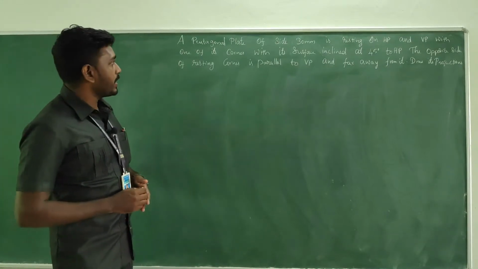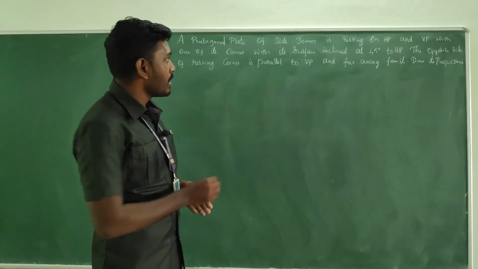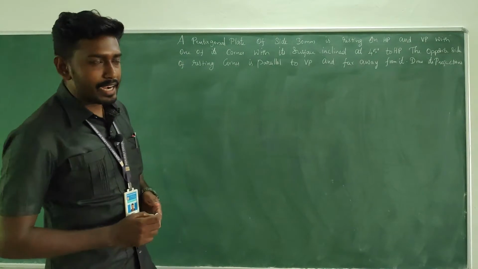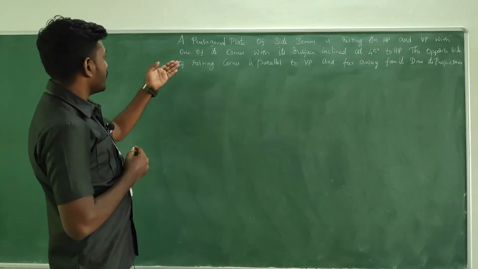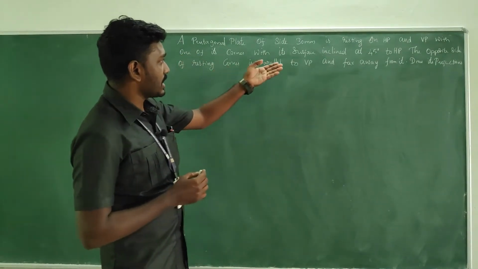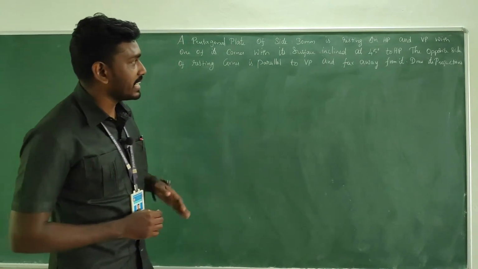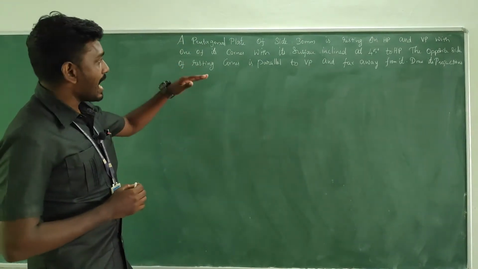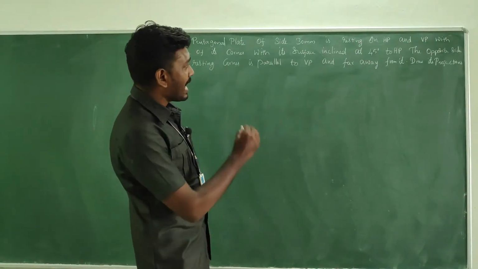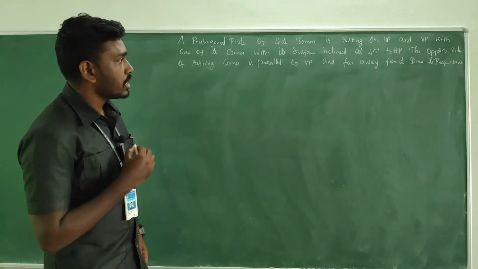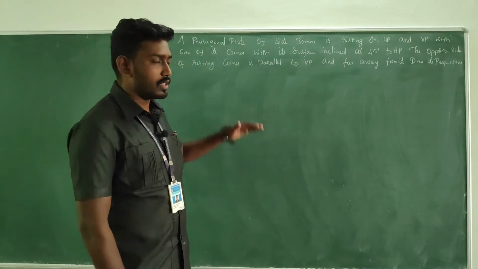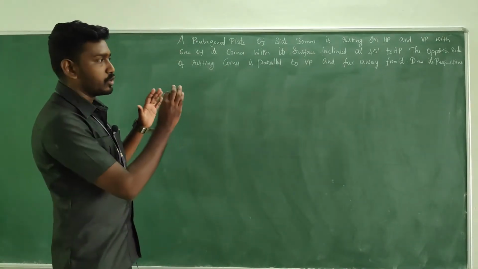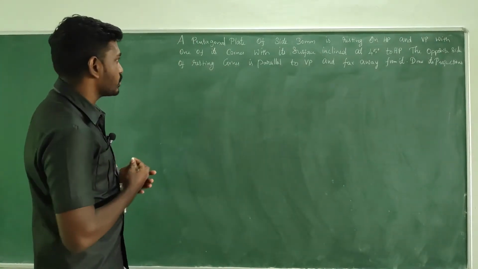A pentagonal plate of side 30 mm is resting on HP and on VP with one of its corners, with its surface inclined at 45 degrees to HP. The opposite side of the resting corner is parallel to VP and far away from it. Draw its projection. So this is the given question. Try to take maximum data from it.